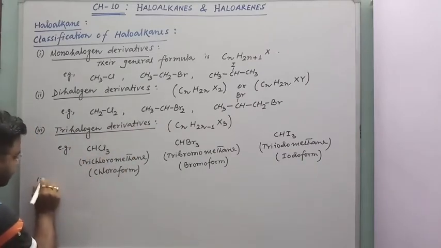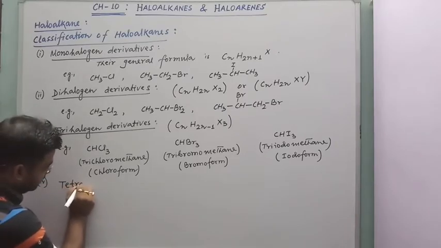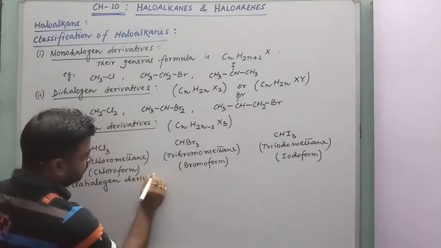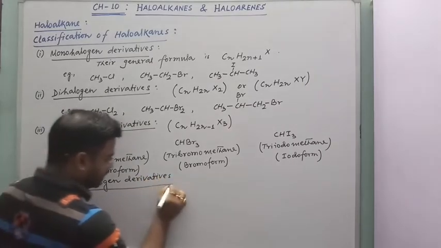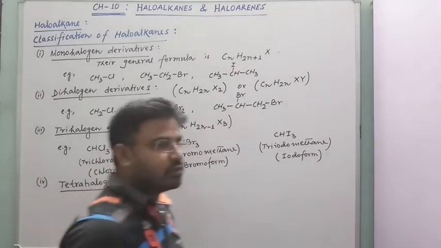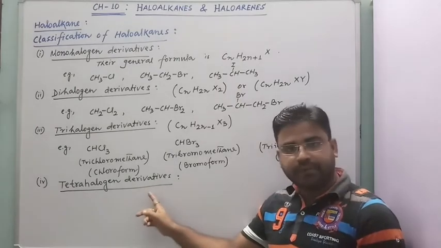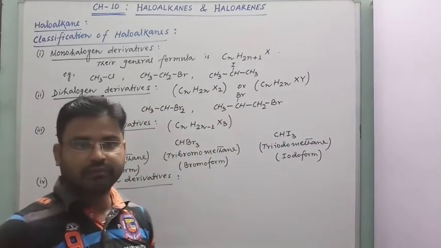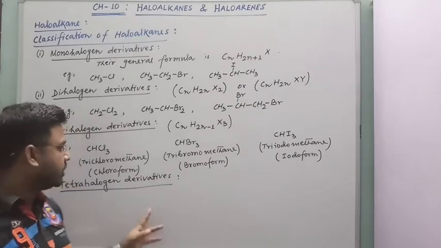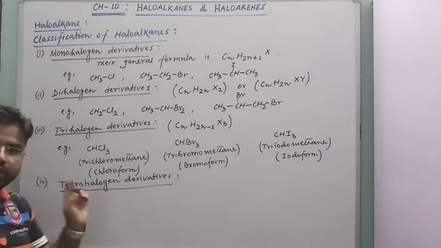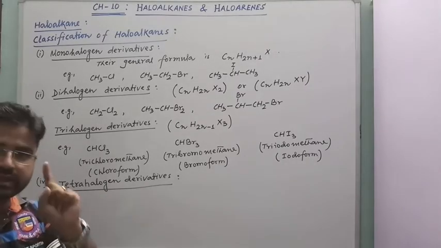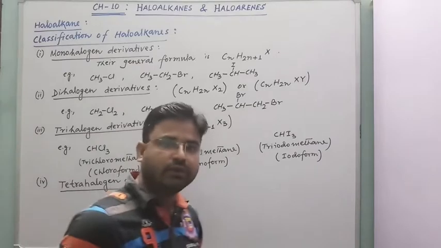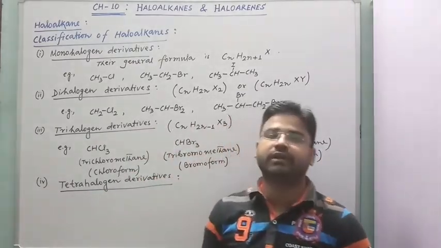And number 4, tetrahalogen derivatives. What are tetrahalogen derivatives? These are compounds obtained when all the four hydrogen atoms of methane, because in the preparation of tetrahalogen derivatives only methane contains four hydrogen atoms on the same carbon atom. So when all the four hydrogen atoms of methane are replaced by four halogen atoms, then tetrahalogen derivatives are formed.